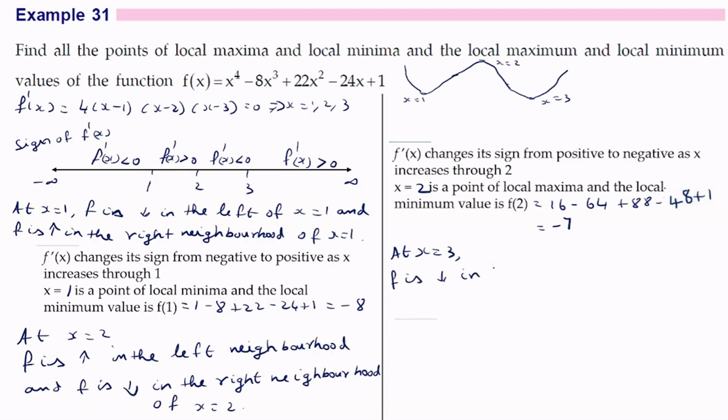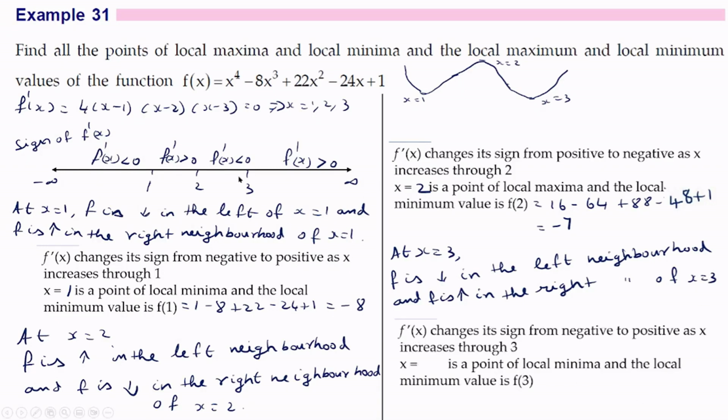f is decreasing in the left neighborhood of 3 and f is increasing in the right neighborhood of x is equal to 3. So here f dash of x changes its sign from negative to positive as x increases through 3. So x is equal to 3 is a point of local minima, and the local minimum value is f of 3, it is 3 raised to 4 is 81, 18 into 27 is 216, plus 198 minus 72 plus 1. So this is equal to minus 8.